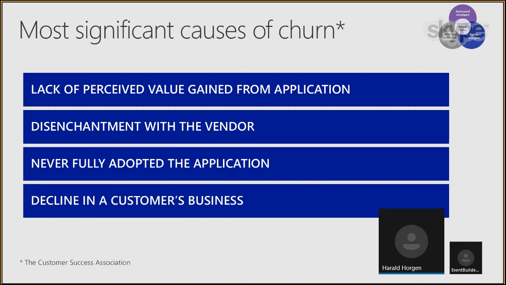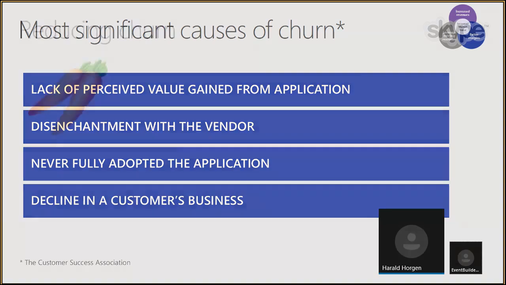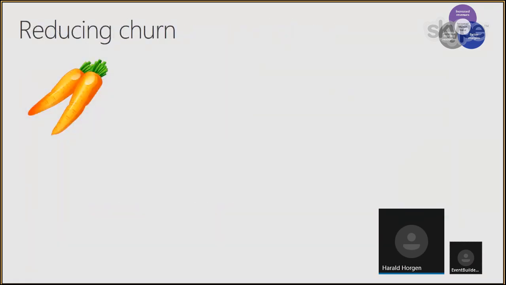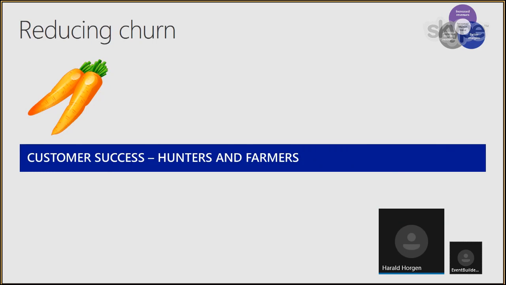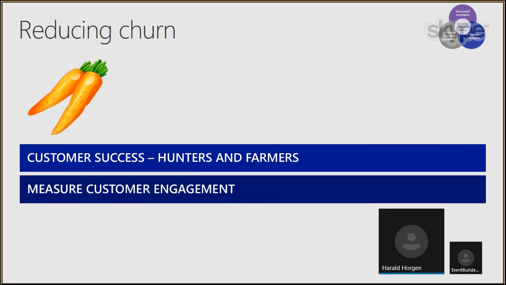And the fourth most common reason is simply that companies are cutting back on non-essential expenses, and there's nothing you can do about that. So reducing churn, because this is so important. How do you do that? Again, hunters and farmers, having customer success managers, customer relationship managers, people that are on an ongoing basis communicating with your clients to make sure that they're happy with the application, that they're using more of it, that it's becoming part of their ongoing business process.